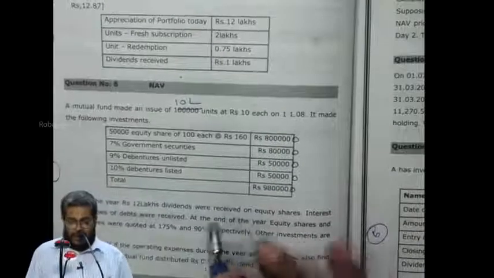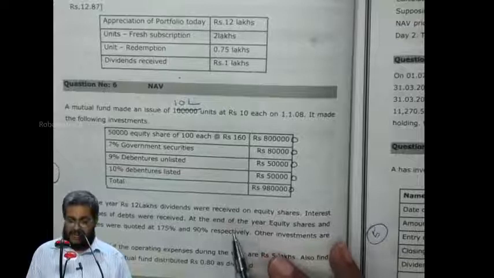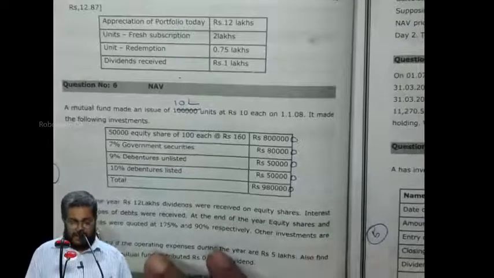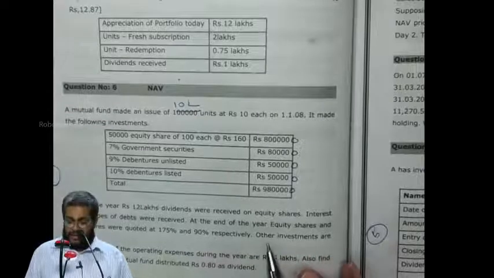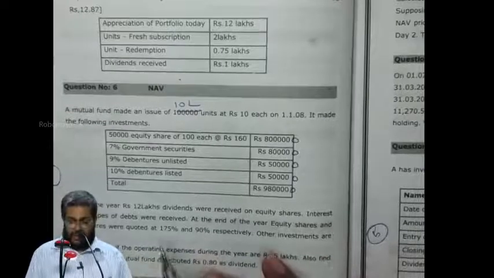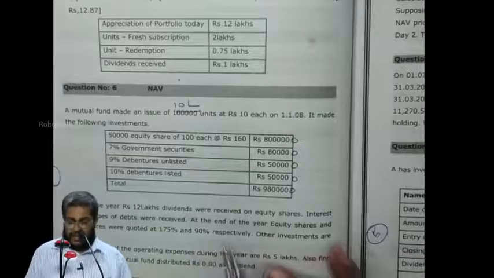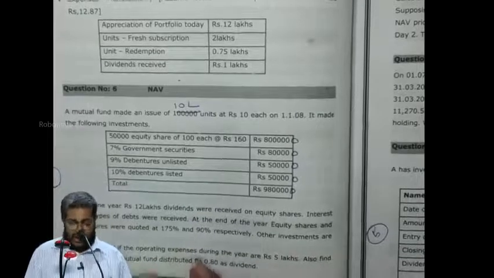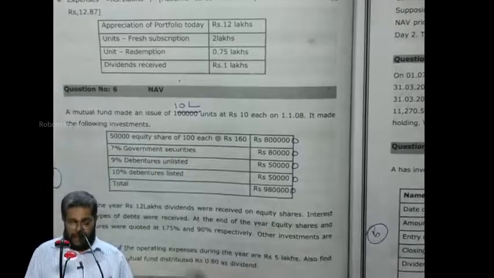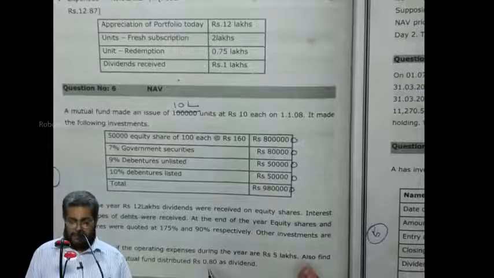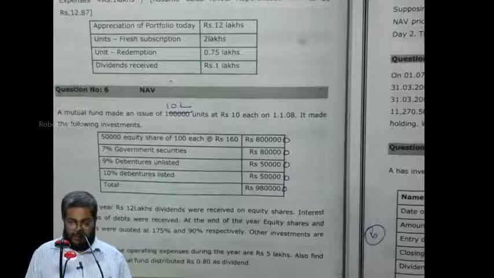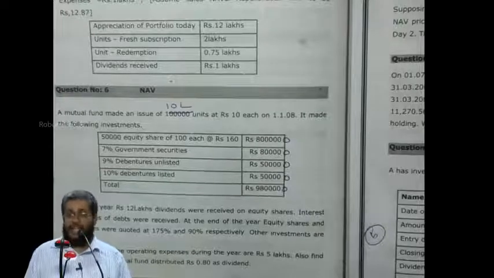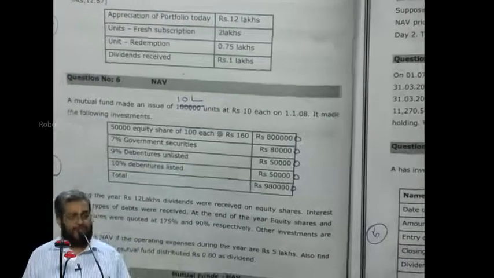Now, during the year, 12 lakhs dividend was received on equity shares. Interest on all types of debts was received. At the end of the year, equity shares and debentures were quoted at 175% and 90% respectively. Other investments are at par. Find the NAV if the operating expenses during the year is 5 lakhs. Also find the NAV if the mutual fund distributed 0.80 as dividend. This is the question which has been given.